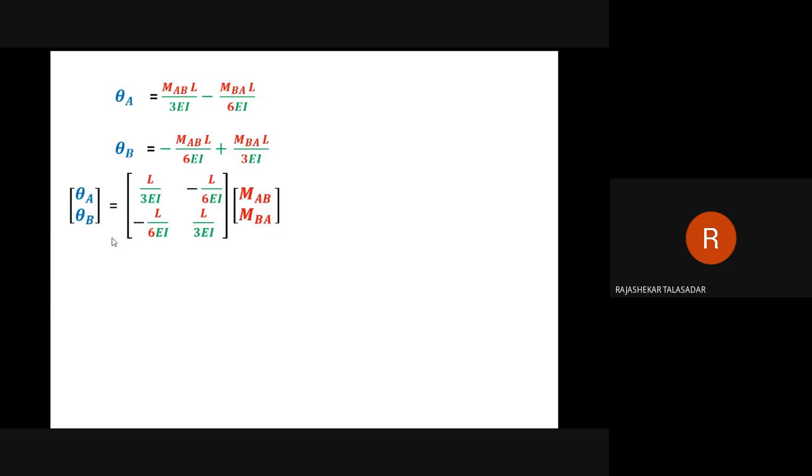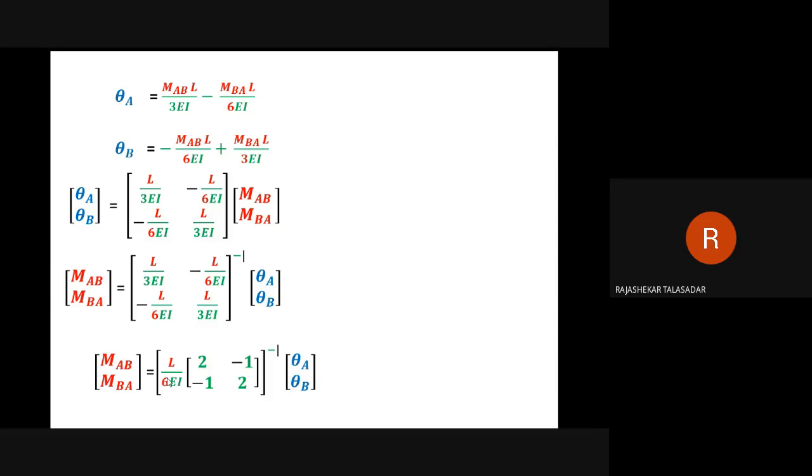Anyhow, similarly, theta B equals to this row into this column, minus L by 6EI into MAB, that is what this term, plus L by 3EI into MBA, that is what this term. Okay. But actually what we want to calculate is the end moments. Therefore, if you do this end moment, this will become this inverse into this. In the last class, that inverse was wrongly typed. Actually, it is minus vertical slash. Okay. So now I have corrected that. And if you put this, it will become this one.